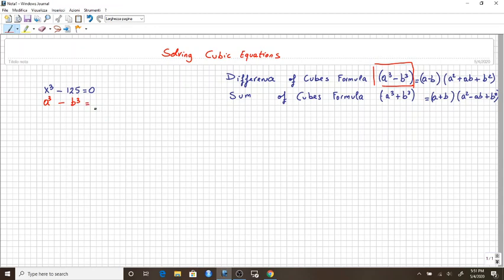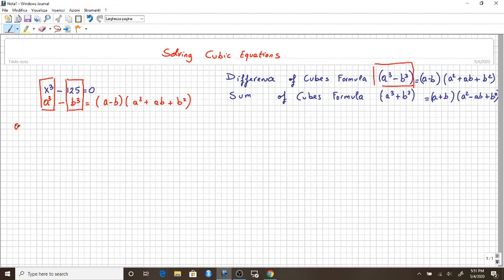So based on the formula, now what we need to have, so let me write down the formula, is a minus b times a squared plus ab plus b squared. The only thing we need to do is find the value of a and b, and we're going to do this by comparison, okay? So I know by comparison that a cubed is the same thing as x cubed, right? These two are the same. And I know by comparison that 125 is the same thing as b cubed.